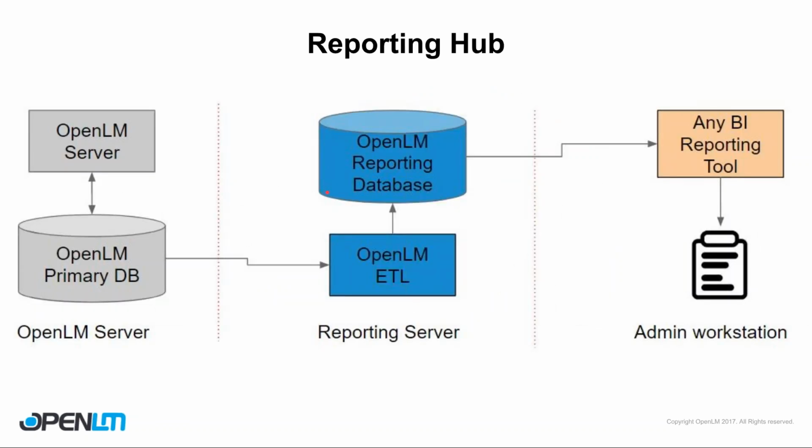The second part that we'll see is the reporting hub. Now the reporting hub, what it does, it simply takes information from the primary OpenLM database, and using an ETL, it deposits the information into a reporting database. Now the reporting database is much more concise. It has the structure that you need. It has all the different fields, columns, measures that you want. It's all there, and it's all easy and simple to use. And lastly, you just use any BI tool you want on the database to query it.